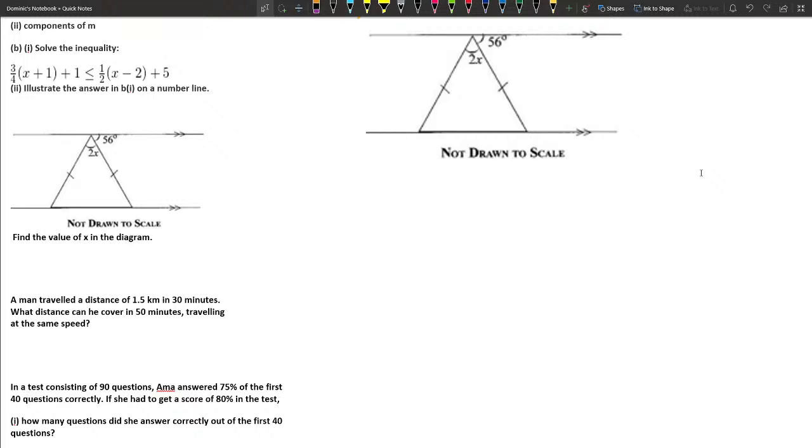Okay, so with plane geometry, we have this question. They are saying we should find the value of x. First of all, let's identify where x is. This is where x is. And remember, it was not just x, it's 2x. So it means that when we are done, we need to do something to the 2x in order to get x.